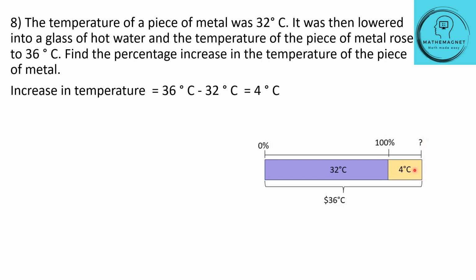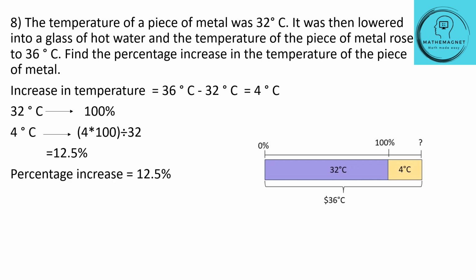So let's begin. Increase in temperature is 36 degrees Celsius minus 32 degrees Celsius, which is equal to 4 degrees Celsius. So we basically need to calculate how much percentage is this 4 degrees Celsius. Now we know 32 degrees Celsius is 100%. So for 4 degrees Celsius it will become 4 into 100 divided by 32, which is equal to 12.5%. So the percentage increase in temperature of the piece of metal was 12.5%.